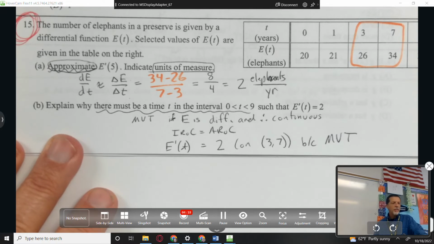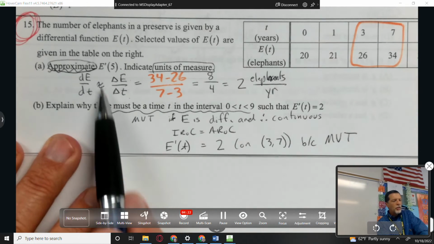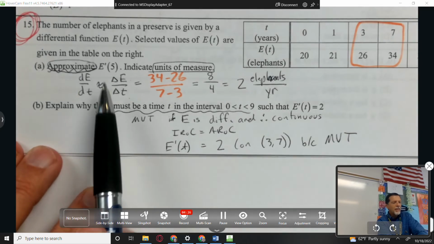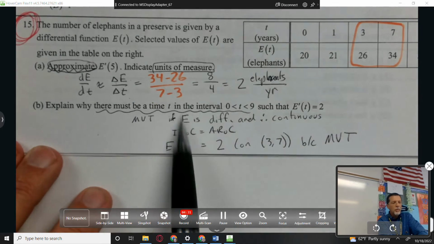AP likes to do this kind of thing. They ask you a question, you get an answer, and you don't know it at the time, but they sort of secretly have led you into part of the next question because you worked part of the next question already.